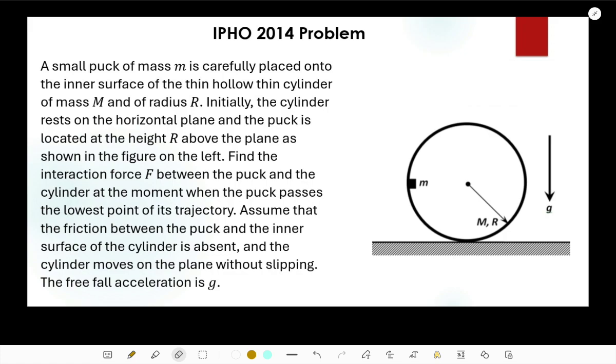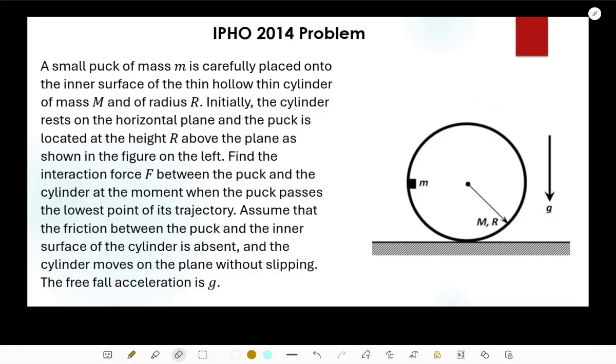That means this. Assume that the friction between the puck and the inner surface of the cylinder is absent, and the cylinder moves on the plane without slipping. So it's a case of pure rolling. The free fall acceleration is g.